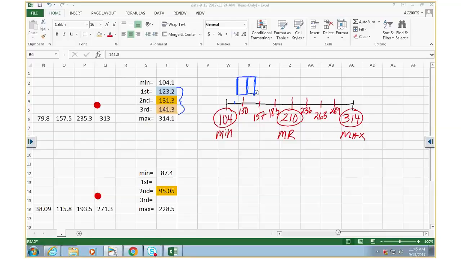So what can you tell me about your data? It's right skewed, because all your data is to the left of what? It's to the left of center. So it's right skewed. Now you do the bottom one. The Midwest counties, you do that.